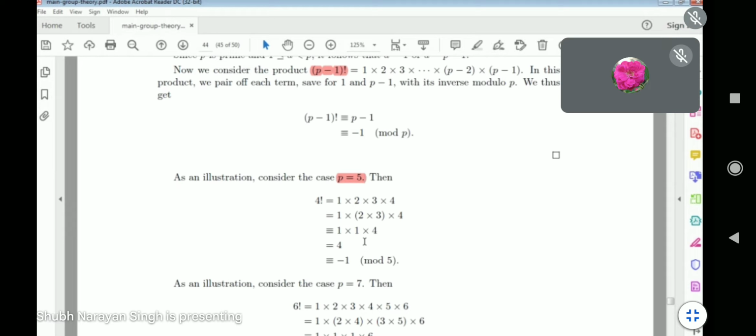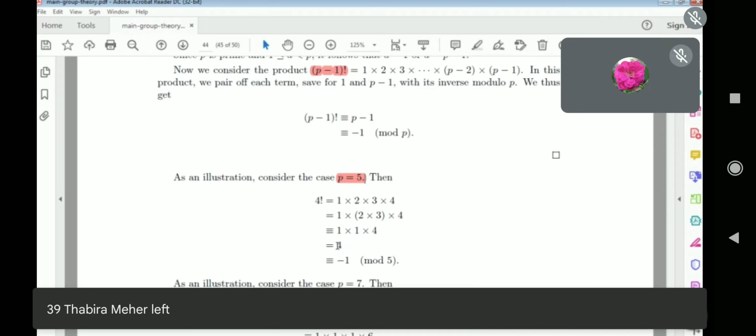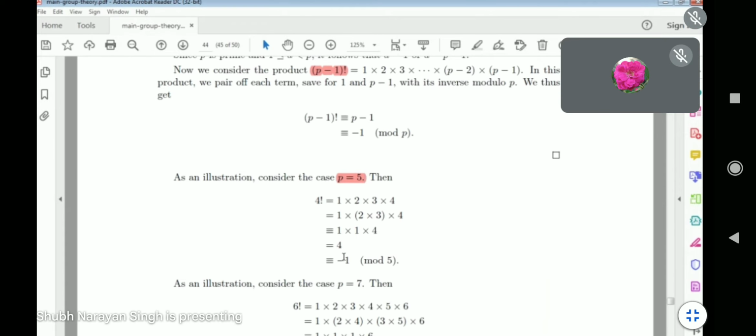Now think about this product. This product is the same as 4, and 4 in the modulo 5 system can be written as -1 modulo 5. So that's why, now come to the other one, how I am making the grouping 2 into 3.